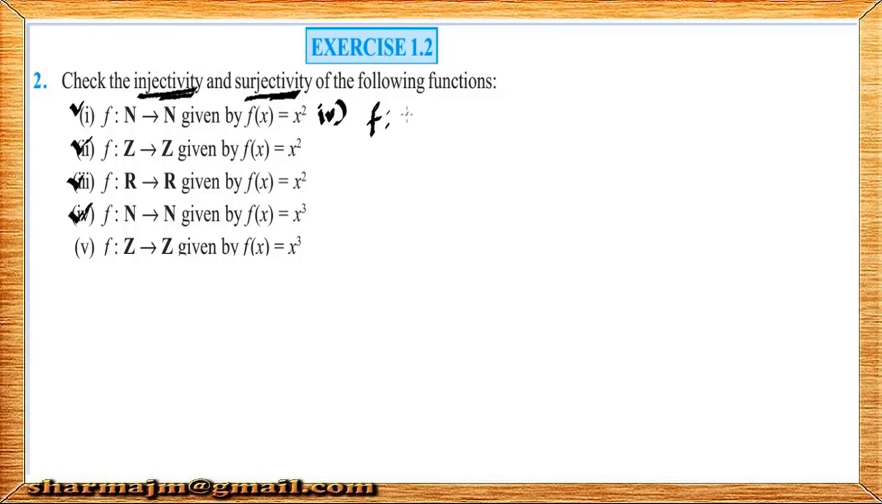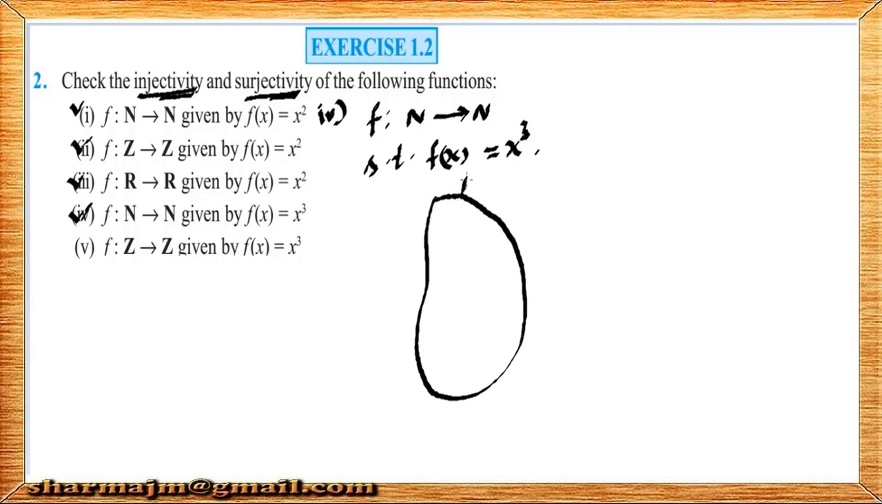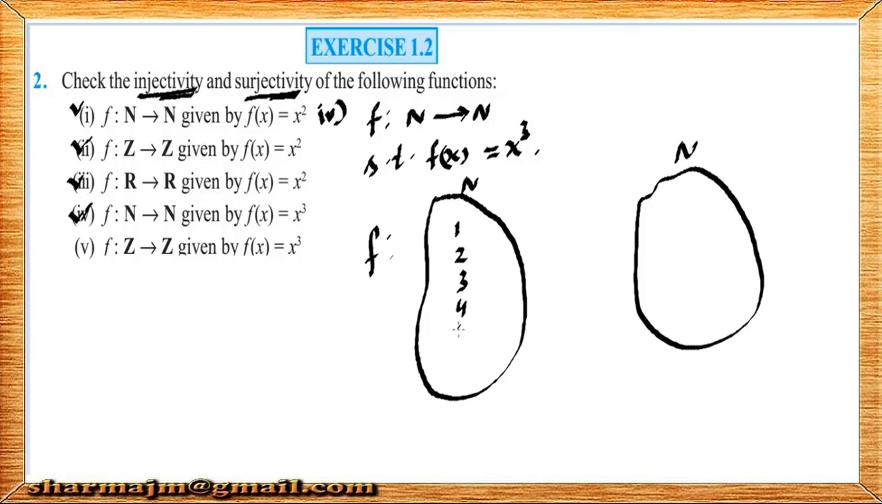Fourth part, f is a function from set of natural numbers to set of natural numbers such that f of x is equal to x cube. So here is the diagrammatic view, you can observe this, okay, and f is a function. Now here you have 1, 2, 3, 4 and so on. Here also set of natural numbers, it is infinite. So here also you have 1, 2, 3, 4, 5 and so on up to infinity.